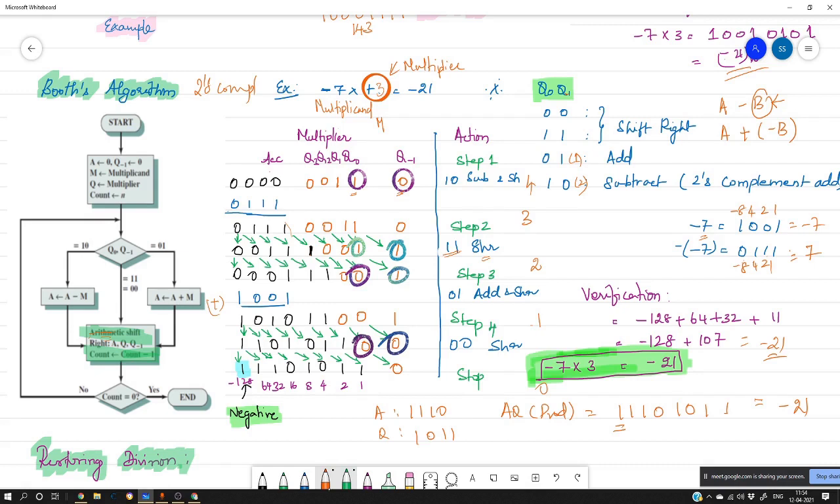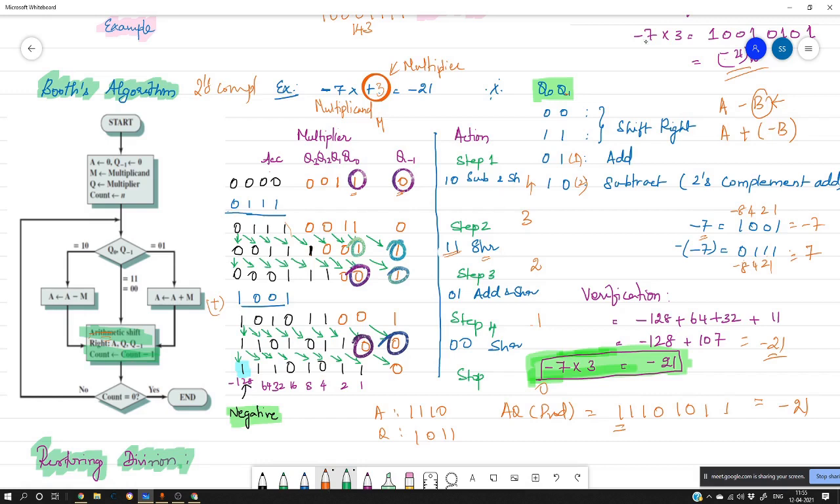Ma'am, if it is 0, 0, we know we should only shift right. And for 1, 1, we know we don't add or subtract, only shift. That is exactly right. So when you have strings of ones continuously occurring in the multiplier, then you avoid this addition or subtraction. But that is not the case with the previous method.